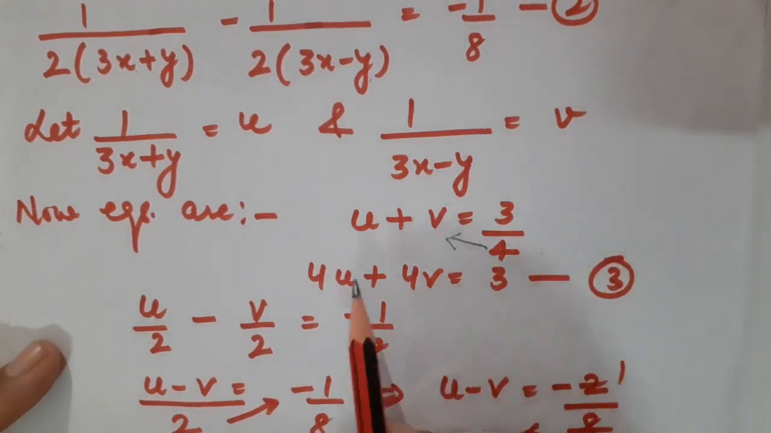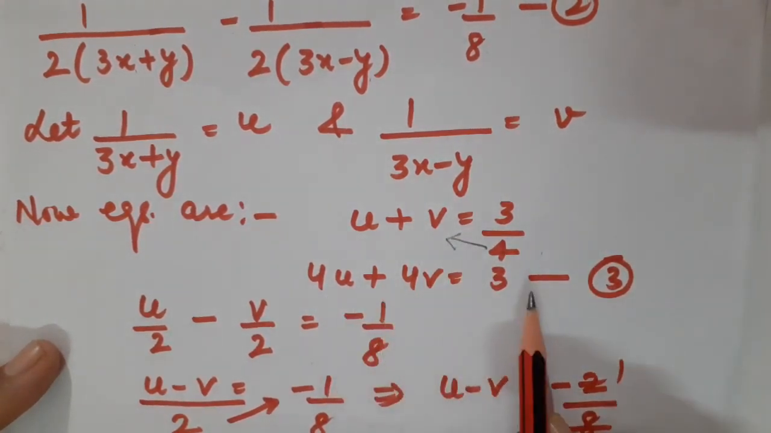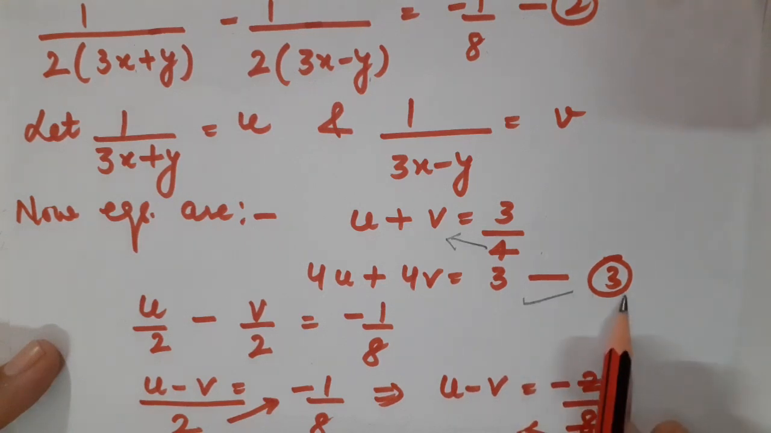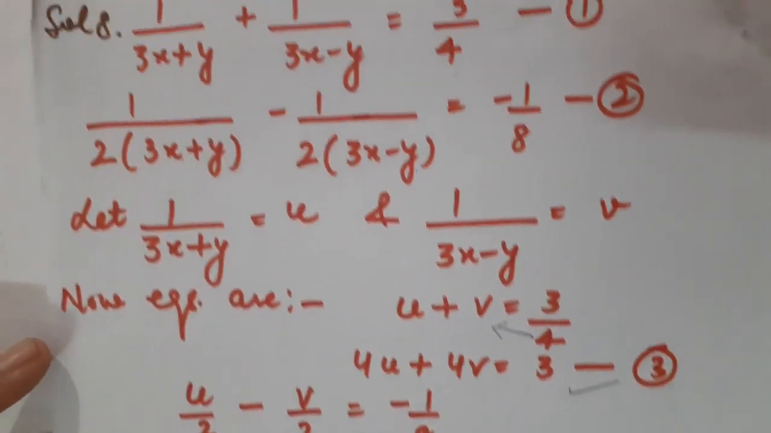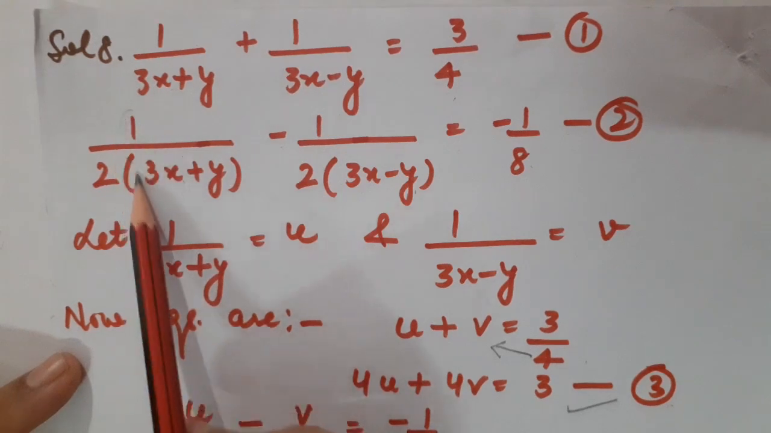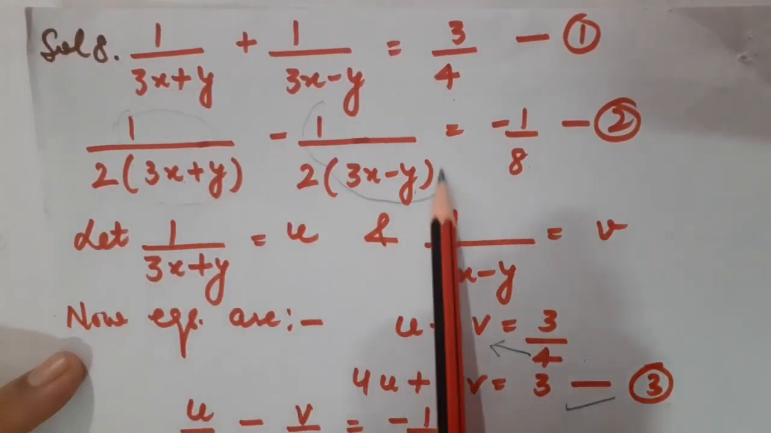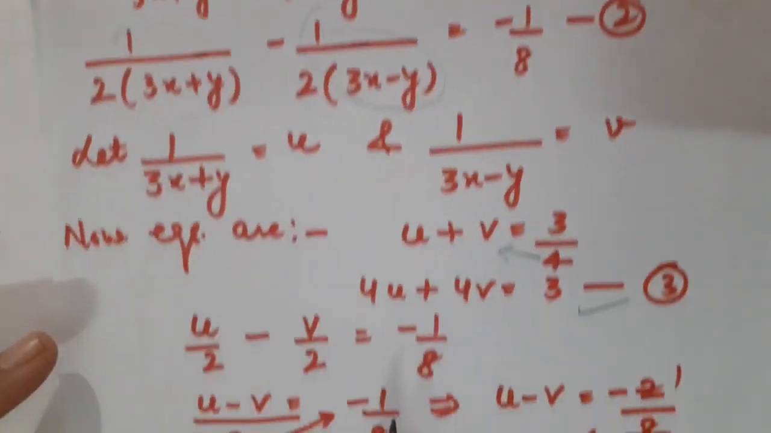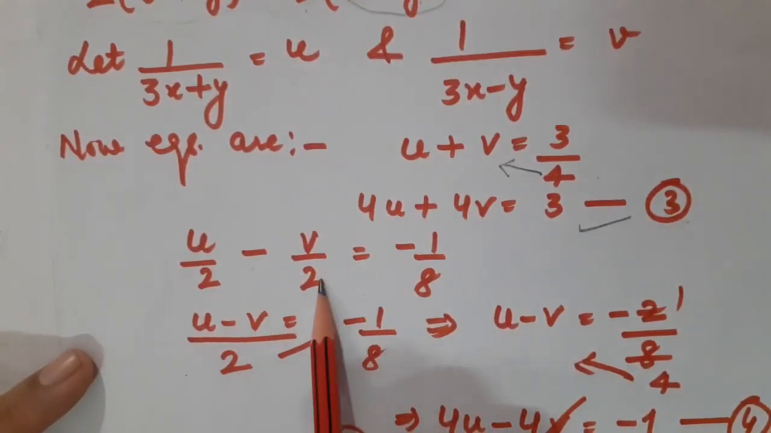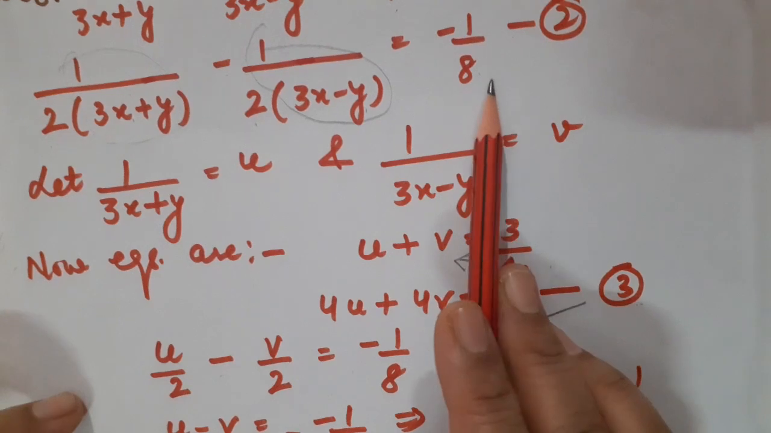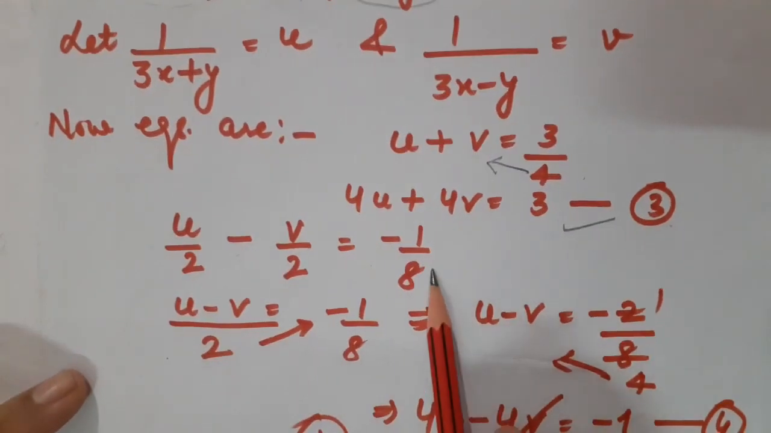While cross multiplying, you will get 4u plus 4v is equal to 3. That would be considered as equation number 3. Now the next equation will be, this is complete u, so it would be u upon 2 minus, this is complete v, it would be v upon 2. See, u upon 2 minus v upon 2 is equal to minus 1 upon 8.